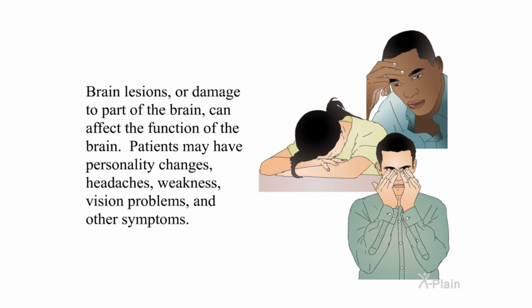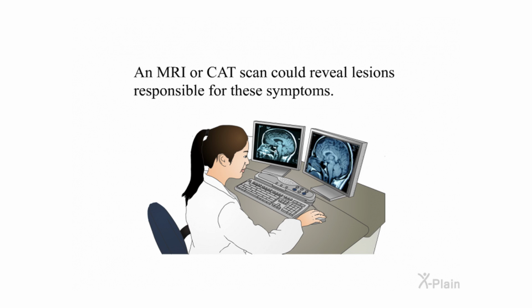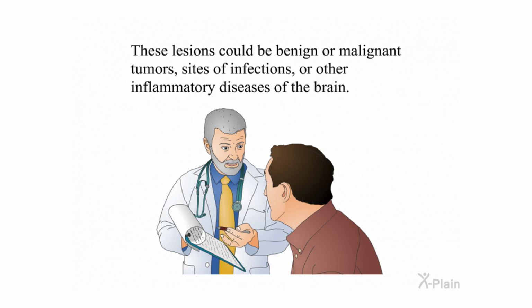Symptoms and their causes. Brain lesions, or damage to part of the brain, can affect the function of the brain. Patients may have personality changes, headaches, weakness, vision problems, and other symptoms. An MRI or CAT scan could reveal lesions responsible for these symptoms. These lesions could be benign or malignant tumors, sites of infections, or other inflammatory diseases of the brain.